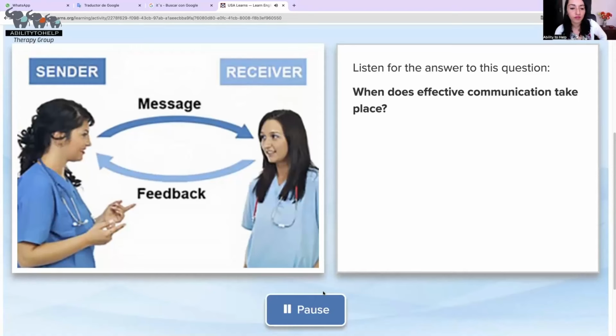Now, we said that the sender is the person who shares a message. He initiates the communication. The receiver gets the message, and if the receiver has a response to the message, this is called feedback. You give a response because you understand. If you don't understand, you don't give a response or feedback.